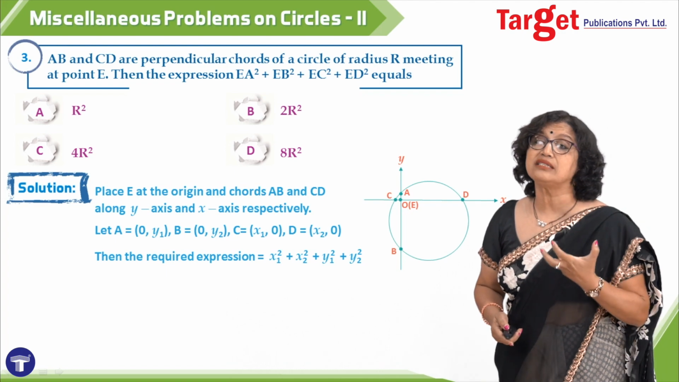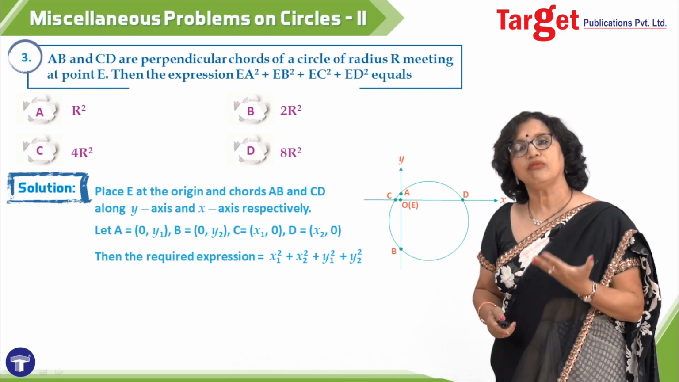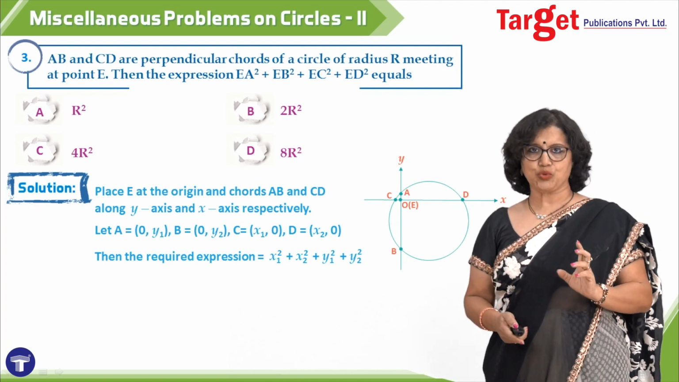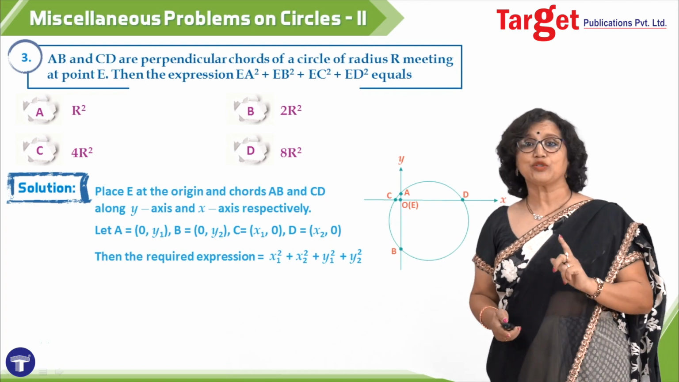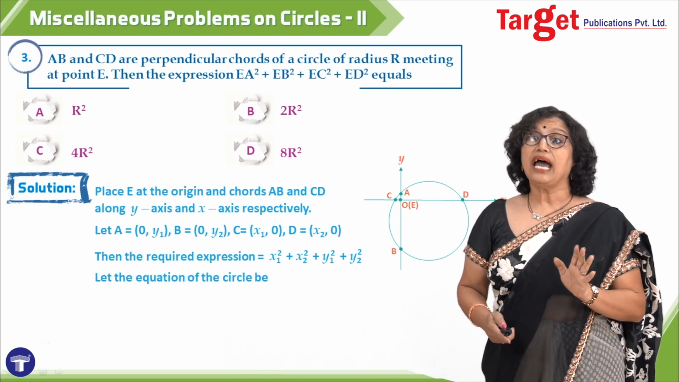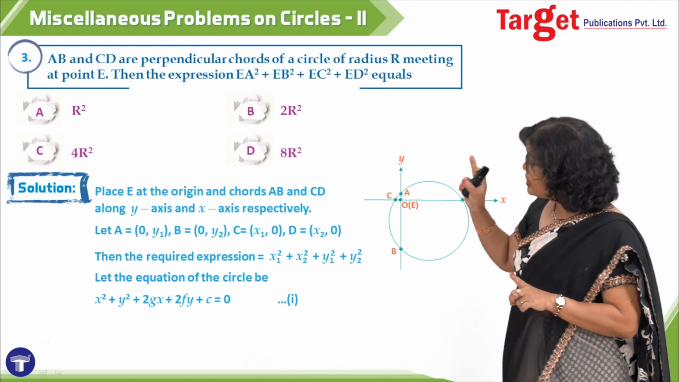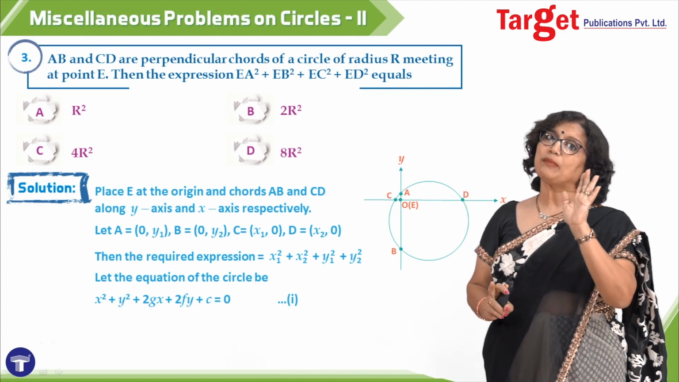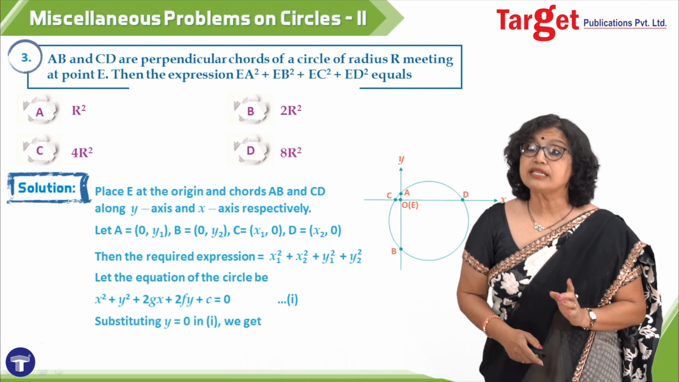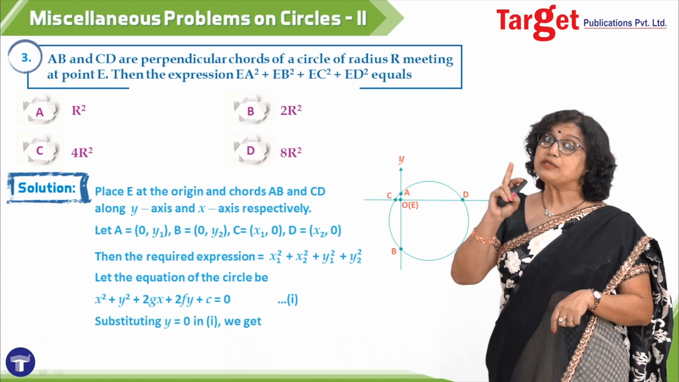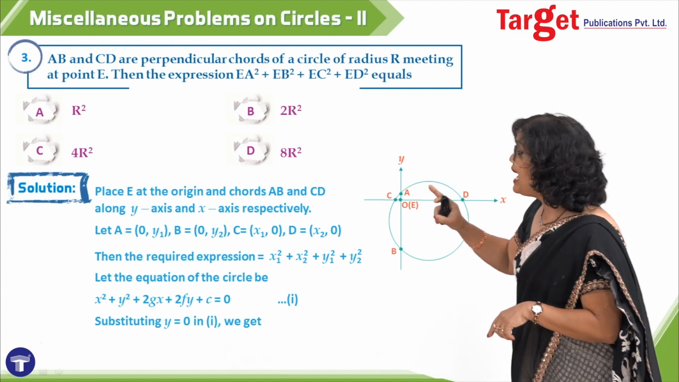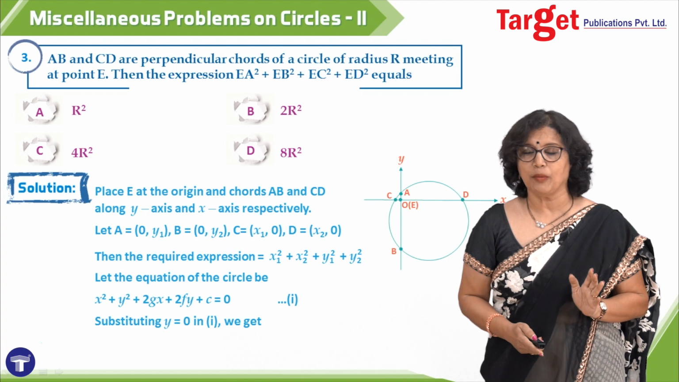So I need to get answers for x1, x2, y1, y2, or somehow I should be able to attack x1 square plus x2 square. Now understand what x1 and x2 are. They are actually the x coordinates, right? And hence I go for the equation of the circle first. I say x square plus y square plus 2gx plus 2fy plus c equal to 0, right? If I substitute y equal to 0, that means I am going to look for points which are on the x-axis. That means C and D I am going to talk about, okay?